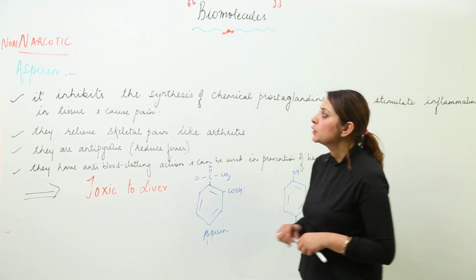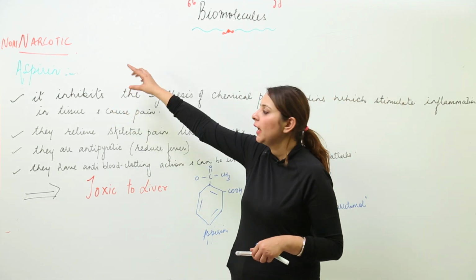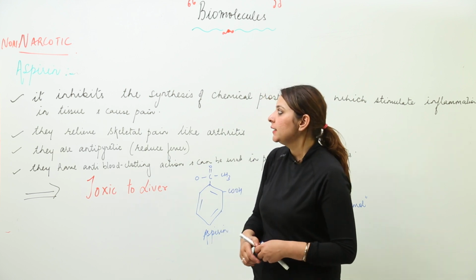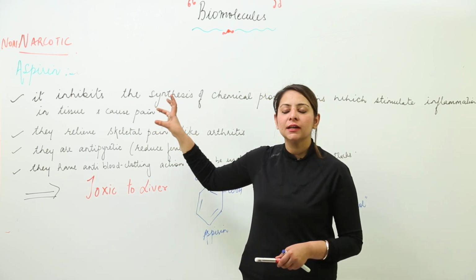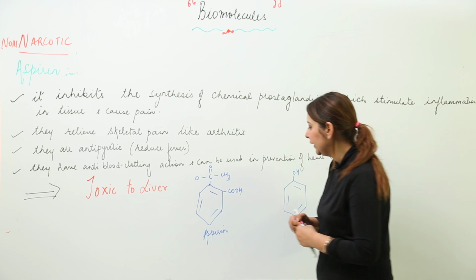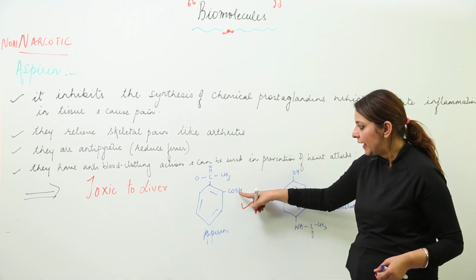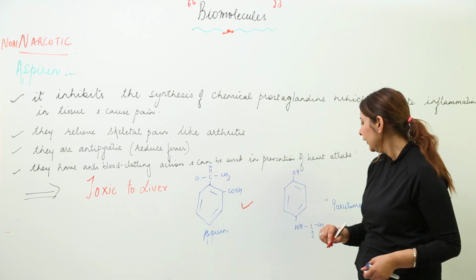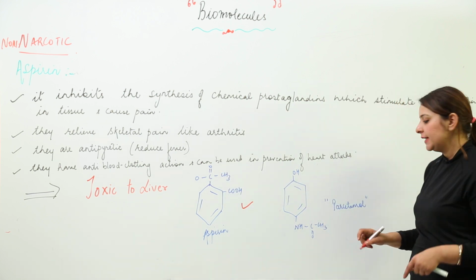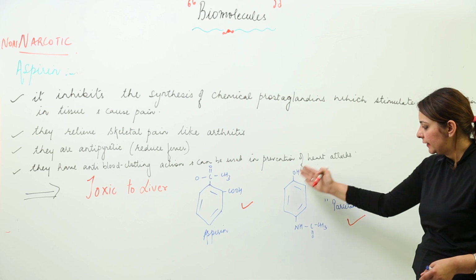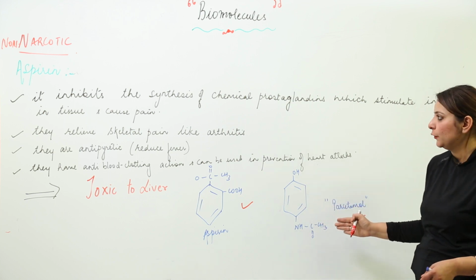Now we are going to start with aspirin, a non-narcotic drug, in detail. If you look at the structure of aspirin, it is this: a benzene ring with a carboxylic acid and this group. And likewise, we have another analgesic, paracetamol, and its structure is as given.